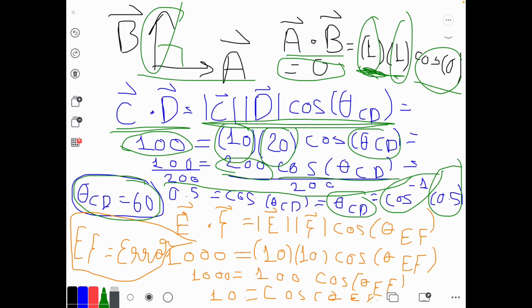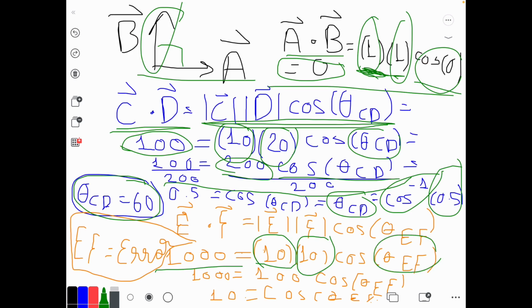So pretty much, as you can see, we're just putting everything into what we learned from part A. Get used to the dot product, just plug everything in and do this stuff. Now we have the next question, which is 1000 as the dot product, and then we have 10 as vector E and vector F. We're trying to find out the angle between E and F.